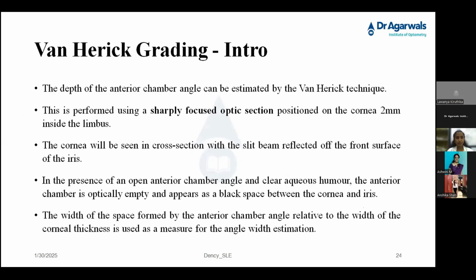Van Herick grading intro. The depth of the anterior chamber angle is established by the Van Herick technique. It is performed using a sharply focused optic section positioned on the cornea 2 mm inside the limbus. The cornea will be seen in cross section with the slit beam reflected off the front surface of the iris in the presence of an open anterior chamber angle and clear aqueous humor. The anterior chamber is optically empty and appears as a black space between the cornea and iris. The width of the space formed by the anterior chamber angle relative to the width of the corneal thickness is used as the measure for the angle width estimation.